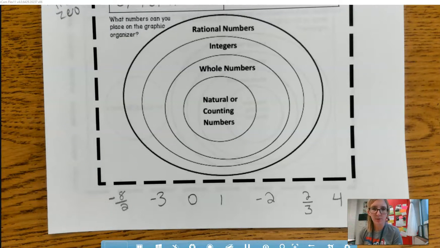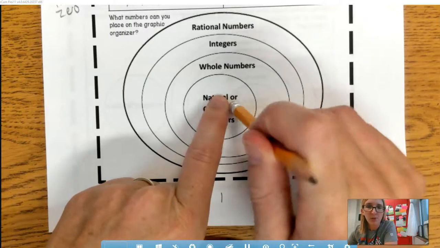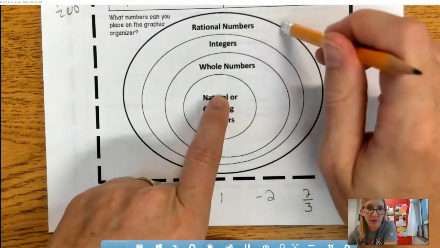All right, so you'll notice something about this graphic organizer. It's some circles within some circles, right? So what does that mean? What is this graphic organizer telling us? So it's saying that natural numbers or natural counting numbers fall into every other definition.